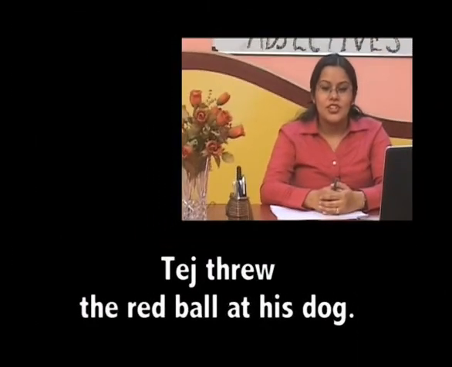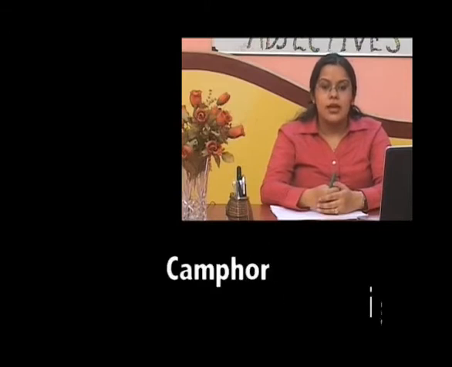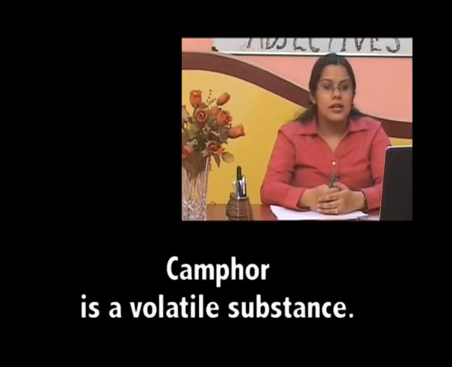The first sentence. Tej threw the red ball at his dog. I repeat, Tej threw the red ball at his dog. Now you have this sentence, go through the sentence, check what could be the adjective. Next, camphor is a volatile substance.